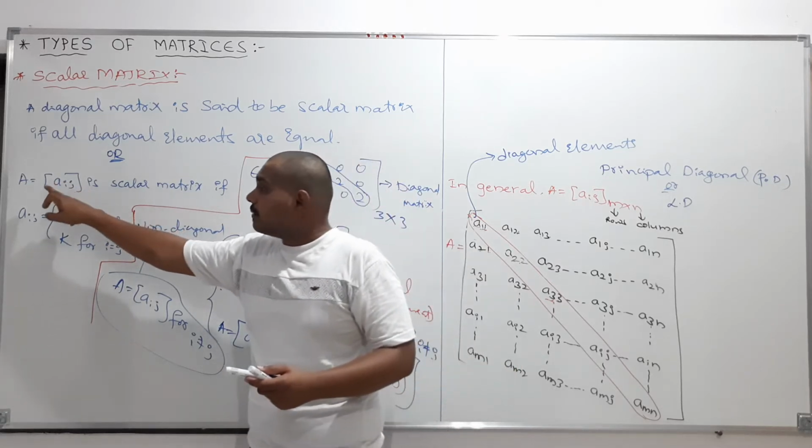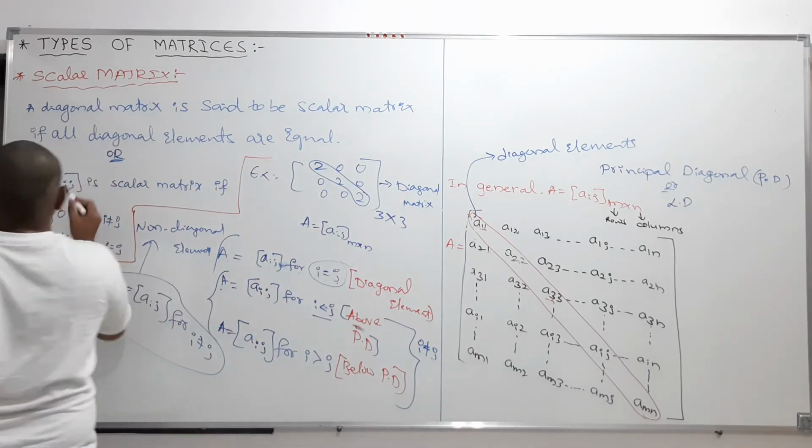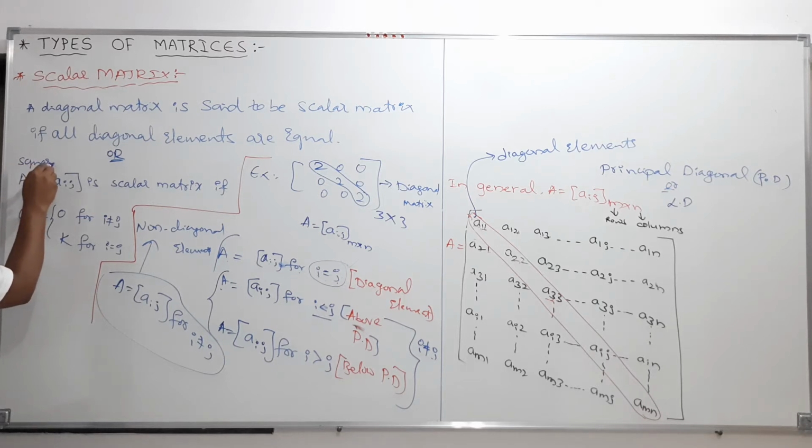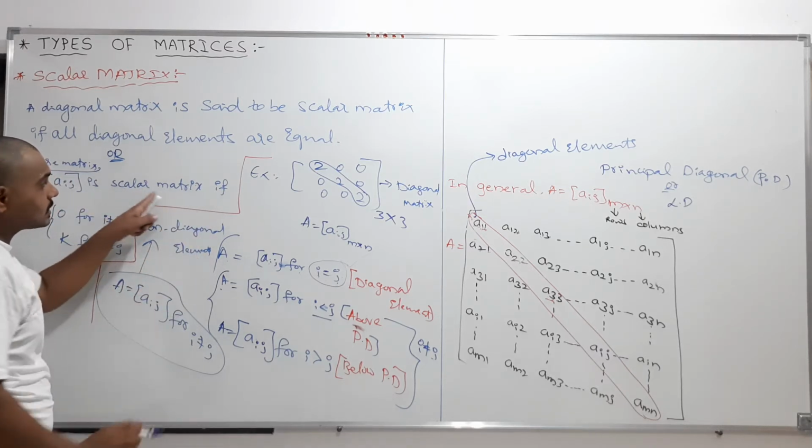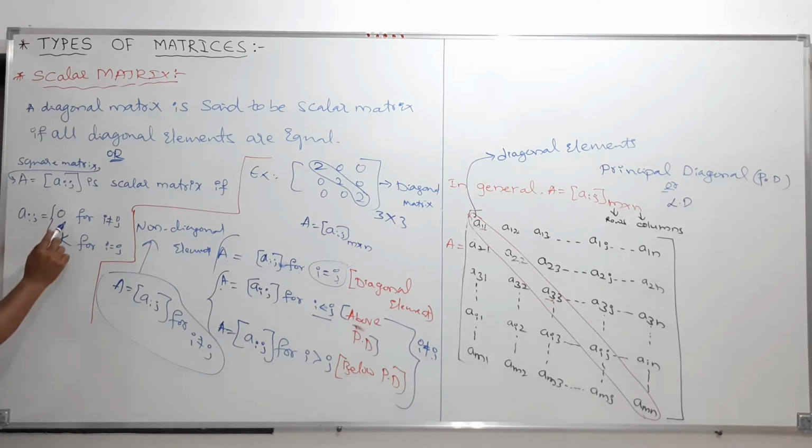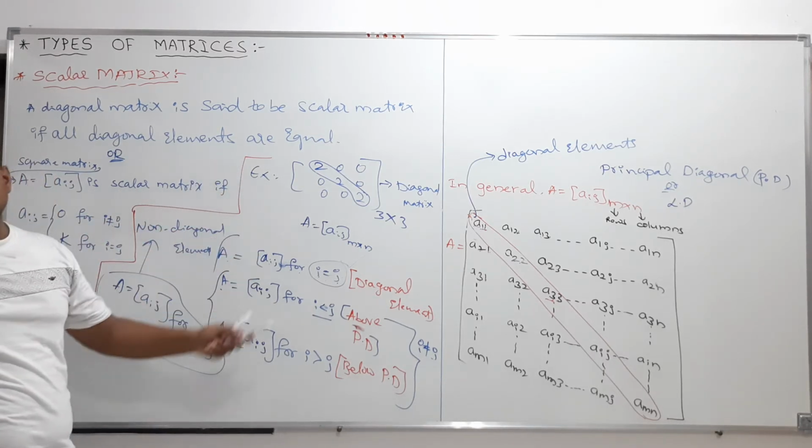So here it is a square matrix, and please remember this is a square matrix. A square matrix A equals Aij is a scalar matrix if Aij equals 0 for i not equal to j, and k for i equal to j, where k is some constant value. So both are the same definitions. Either you can use this one or you can use this one. So, is it understood? This is the example for the scalar matrix.